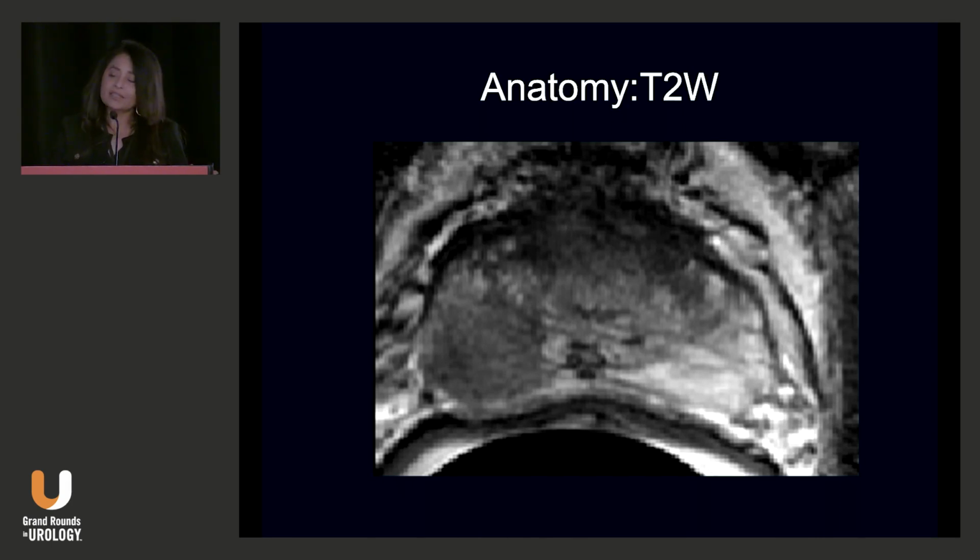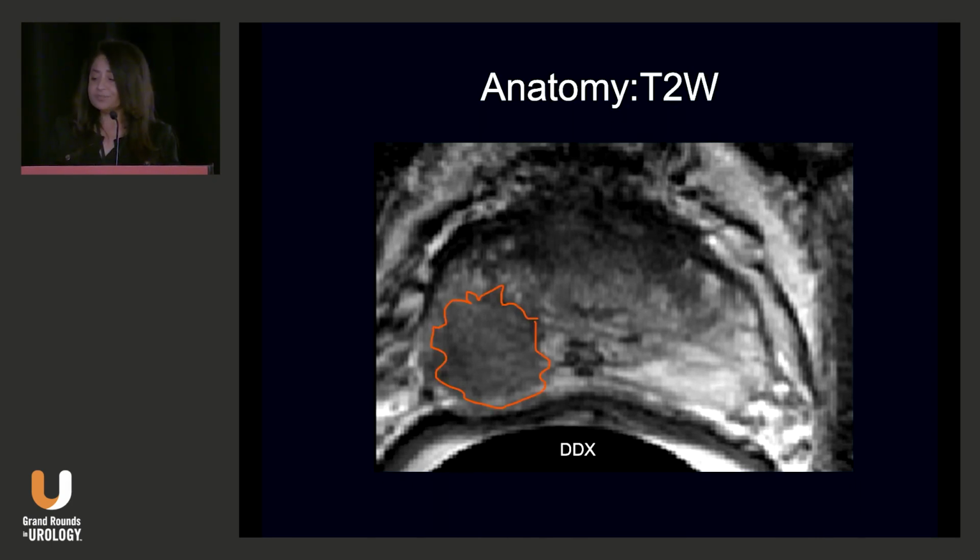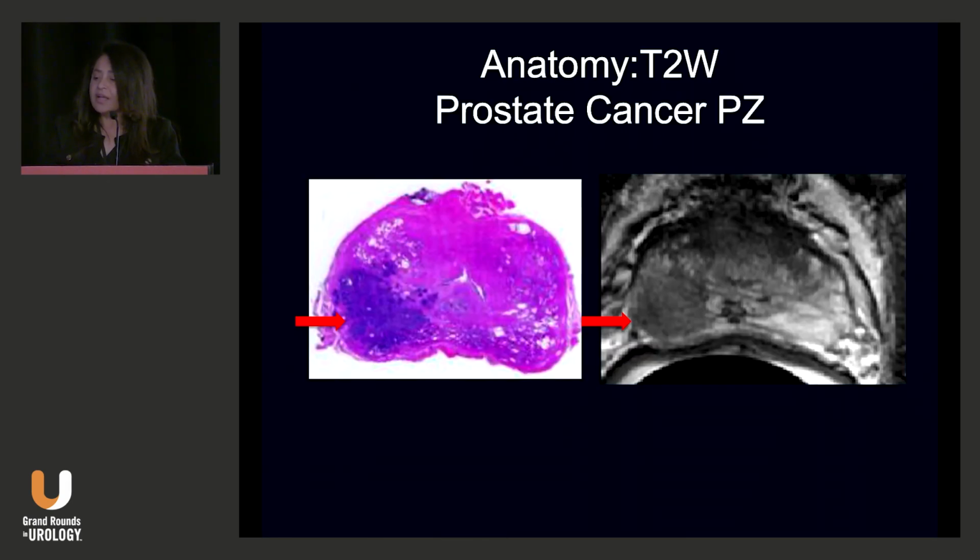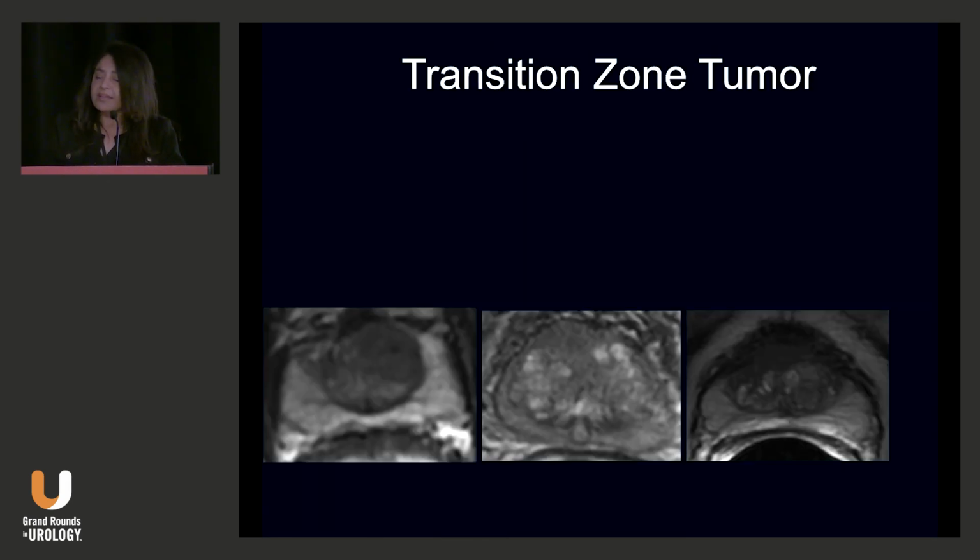So what does cancer look like on T2 weighted sequences? It's going to be dark, a large mass like this. Easy to tell here. And it's the transition zone really that gives us a lot of problems.